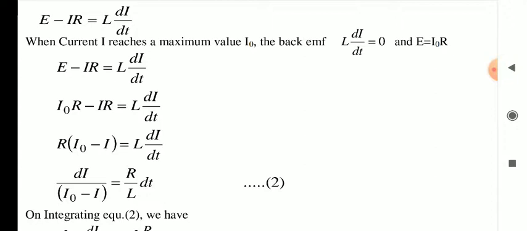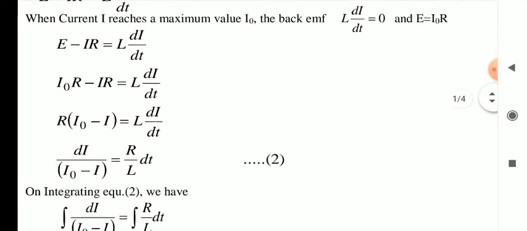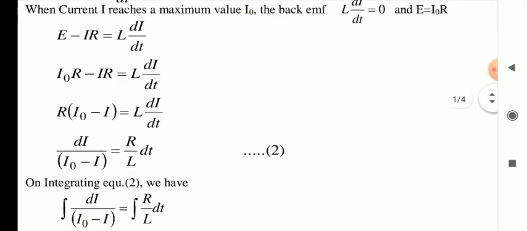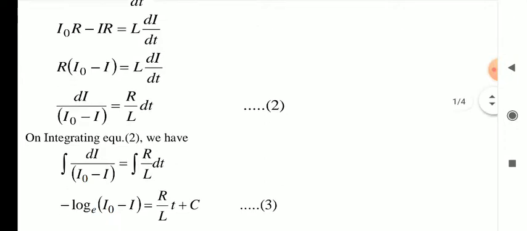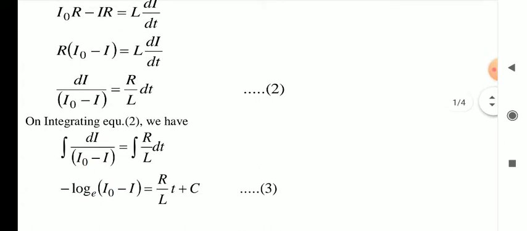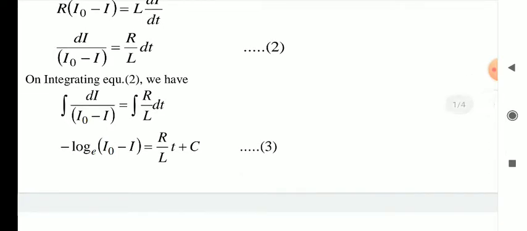So I naught into R minus IR is equal to L into di by dt, or on simplification, we get equation number 2 as di upon I naught minus I is equal to R by L into dt.